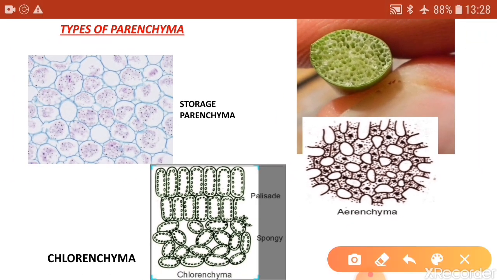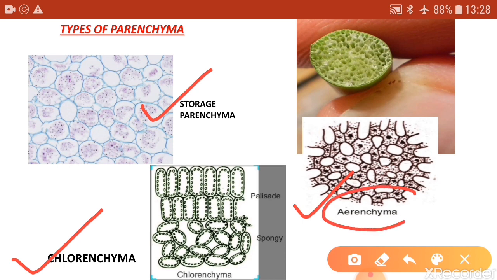The most important feature of parenchyma is storage, because as I said, it is a living tissue, and its main function is storage. The parenchyma containing chloroplast is called chlorenchyma, and this is the site of photosynthesis. And the parenchyma that contains huge air cavities filled up with gases is called aerenchyma. The role of this aerenchyma is to make the aquatic plant float on water.